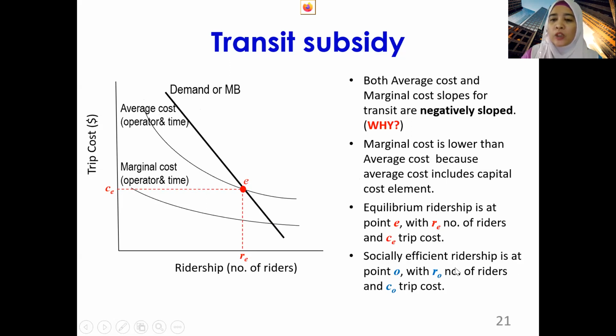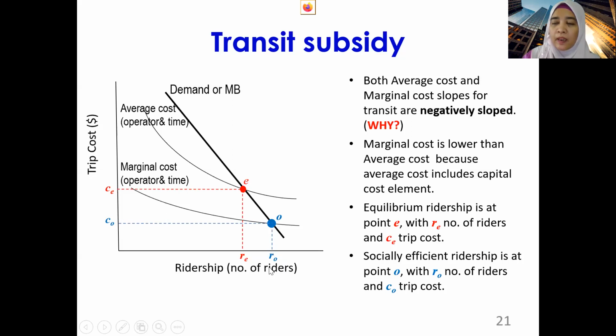Socially efficient ridership. When we talk about socially efficient, we are talking about the optimum level. So how do you get the optimum level? It must be the intersection between the MC and the MB. MC is this curve, the lower one, lower than the average cost curve. MC intersects with MB at this point O. So at point O, the number of riders is RO, the socially desirable level. Just now the actual was RE. So the socially desirable number of riders is actually higher, at RO, with the cost after the increased number of riders.